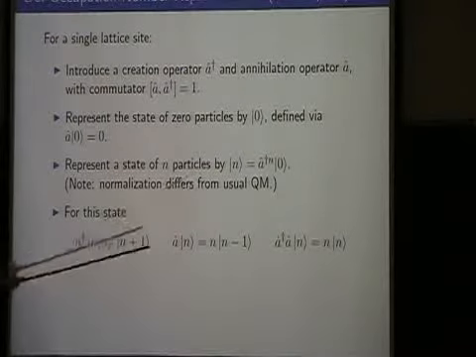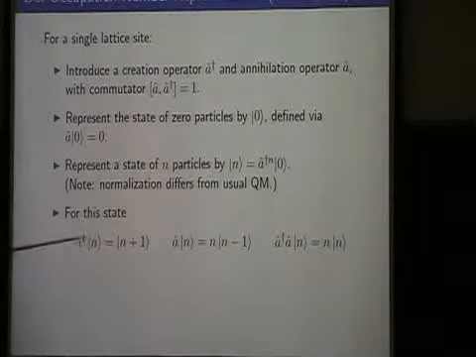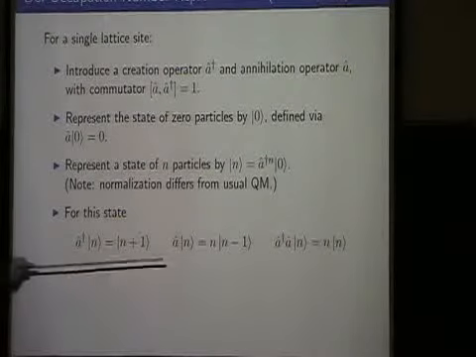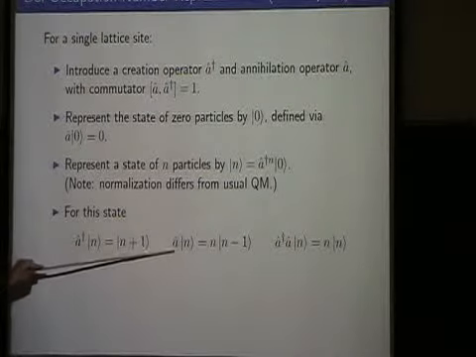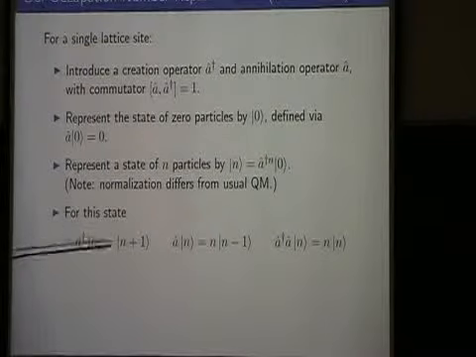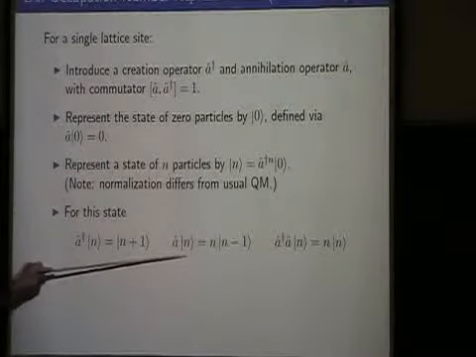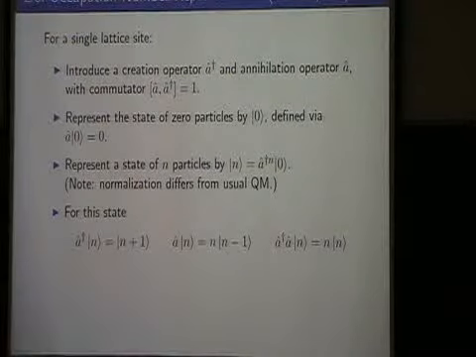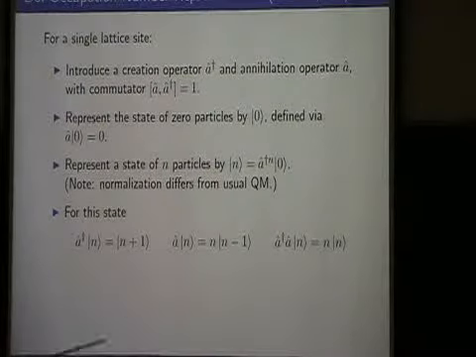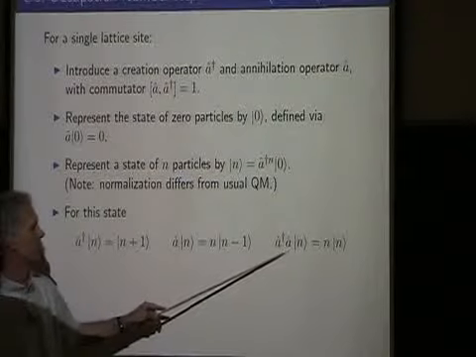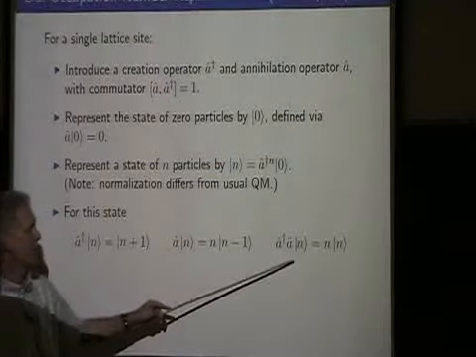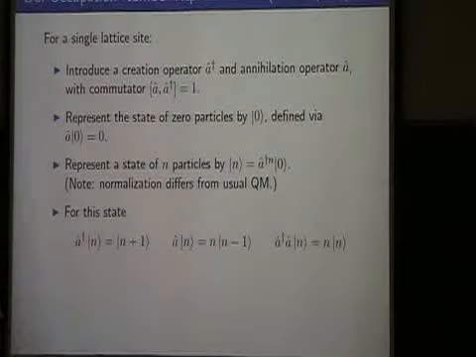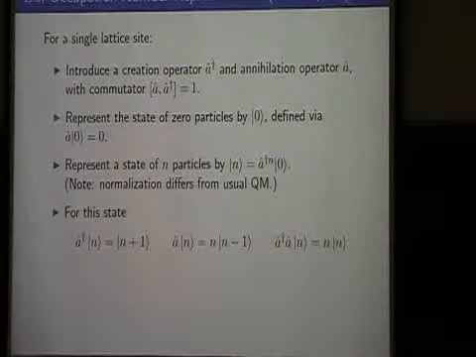For this state, if I act one more A dagger on it, well, I just go to n plus 1. If I act on it with an annihilation operator, so you're used to some square roots here. Well, you act with an annihilation operator, you lower it by 1, and you get a factor of n in front. In spite of the normalization difference, of course, A dagger A is still the number operator. These states are eigenstates of the combination A dagger A with eigenvalue n. That doesn't depend on normalization.